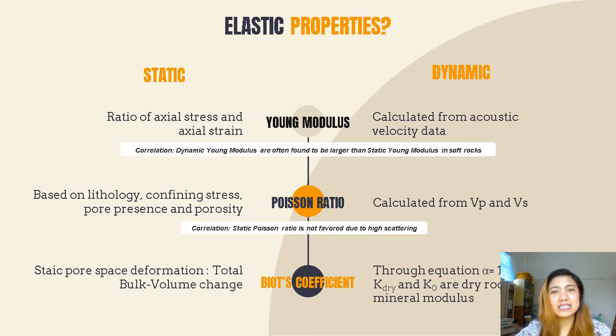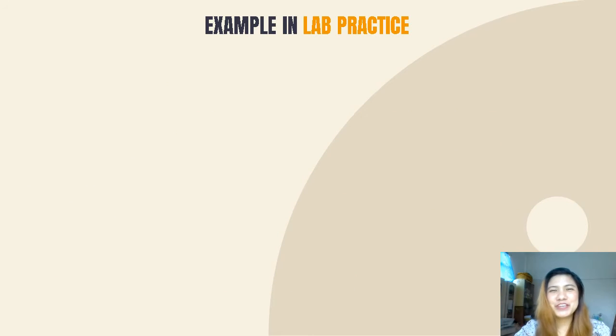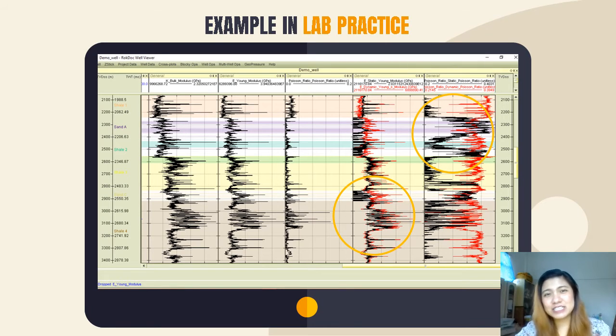Next is the static Biot's coefficient, which is defined as the ratio of static pore space deformation to total bulk volume change. For dynamic Biot's coefficient, it can be obtained from the equation here. Moving on to the example from the lab practice, we can clearly see a small difference between static Young modulus and dynamic Young modulus, in which dynamic Young modulus is more stable.